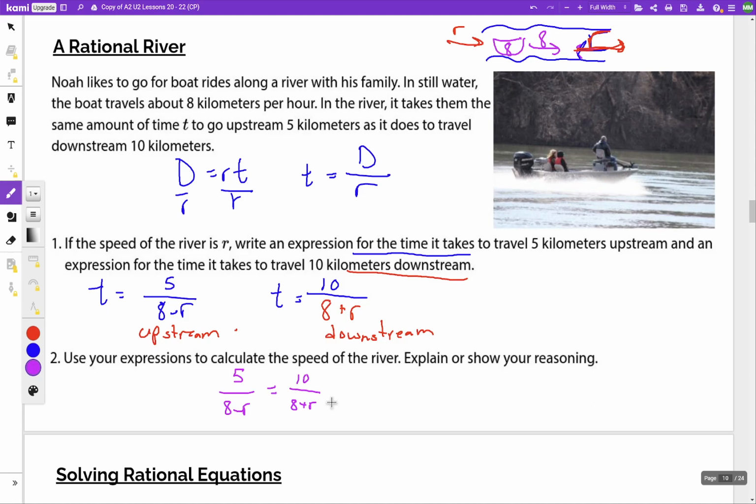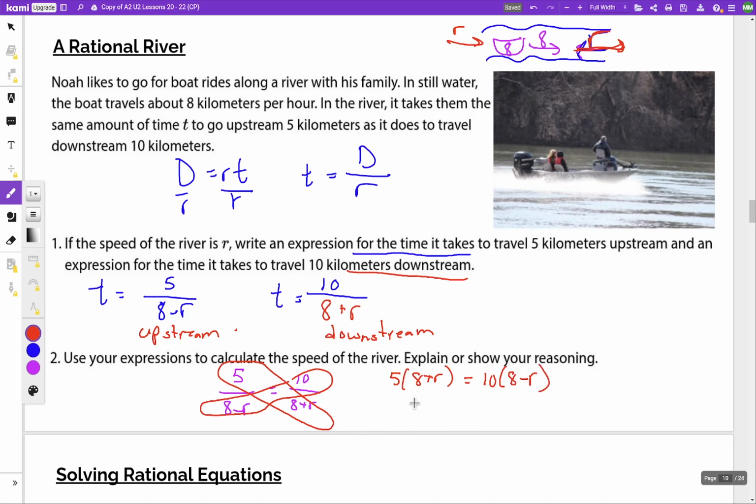I suppose you could multiply by both denominators, but that would get messy. So instead, looks like a proportion question, doesn't it? We're going to cross multiply, and that's going to make this problem so much easier. Because when I cross multiply, okay, so I'll circle that. Remember when you used to do this in middle school? I end up with the following equation. 5 times 8 plus r is equal to 10 times 8 minus r.